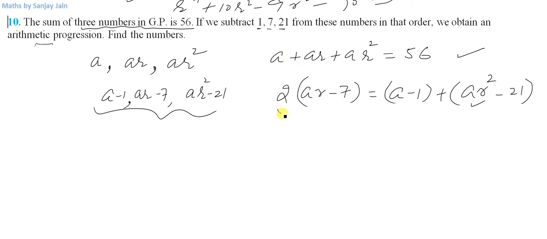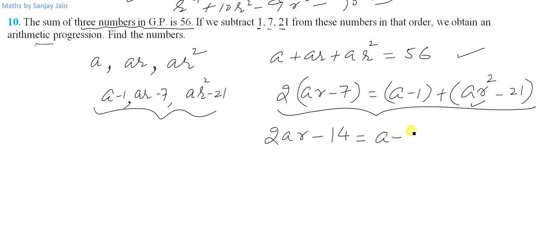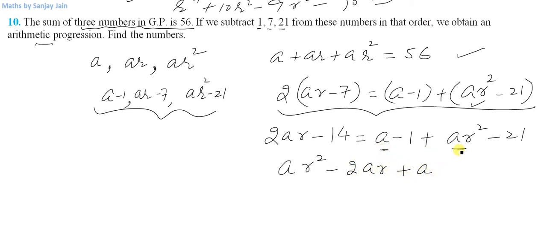Alright. So let us simplify this a little bit. This is 2AR minus 14 equals A minus 1 plus AR squared minus 21. And if I bring everything on one side, I'll have AR squared minus 2AR plus A, and then minus 21 minus 1 is minus 22, plus 14, it will become minus 8, and it is equal to 0.